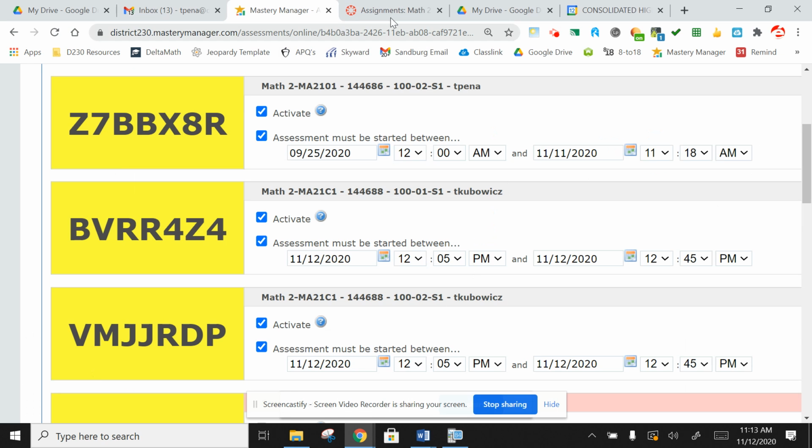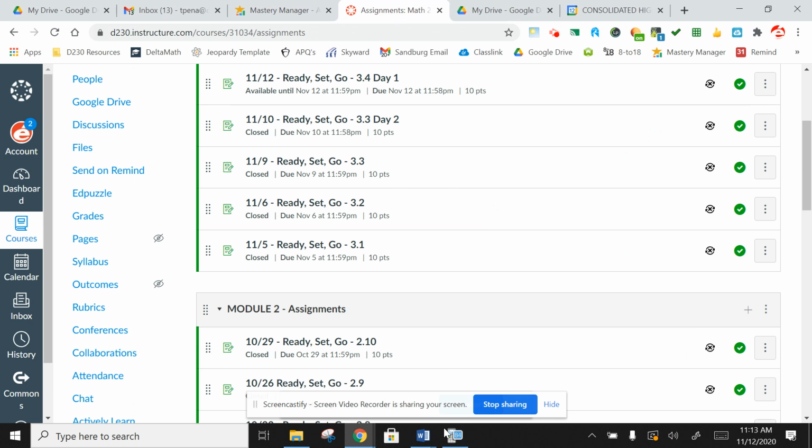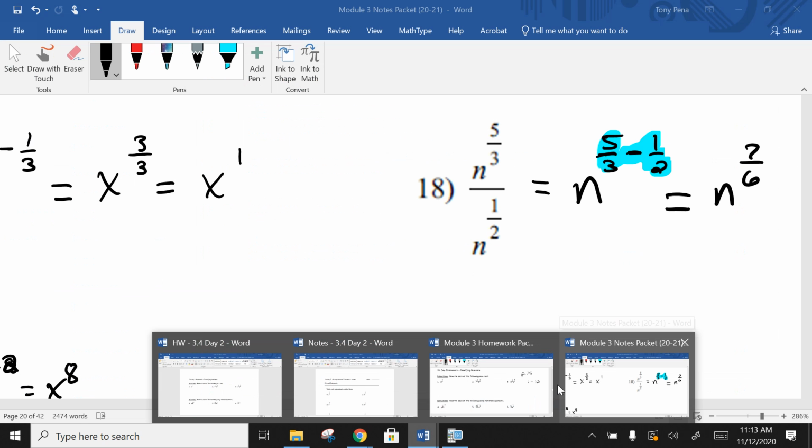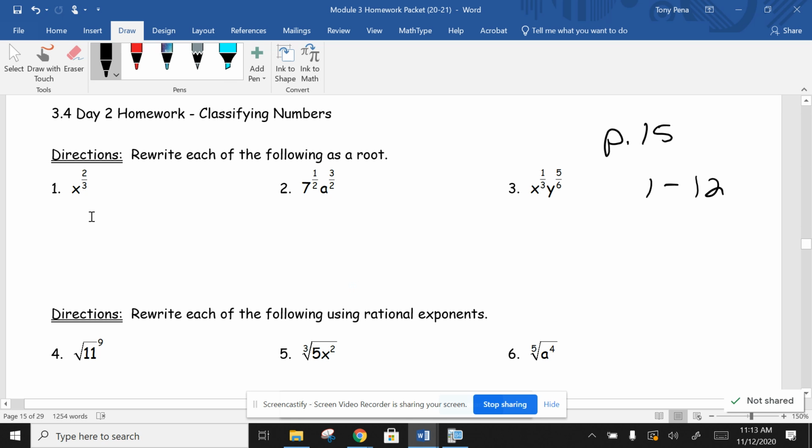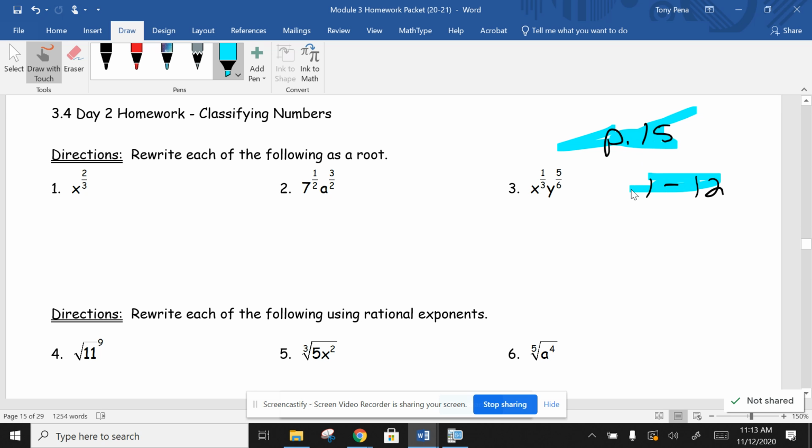So let me pull this up. Actually, let me do it this way. In your homework packets, here is the homework. It's page 15 in the homework packet. You're just doing 1 through 12. You're just doing page 15. There is a second page I don't want you to do. All right, so all you're doing is rewriting these. You're rewriting these, should be very quick. That's going to be due then tomorrow.